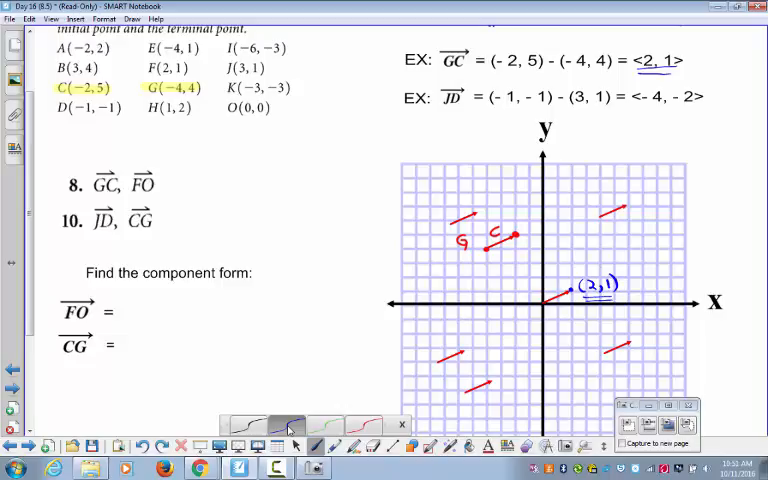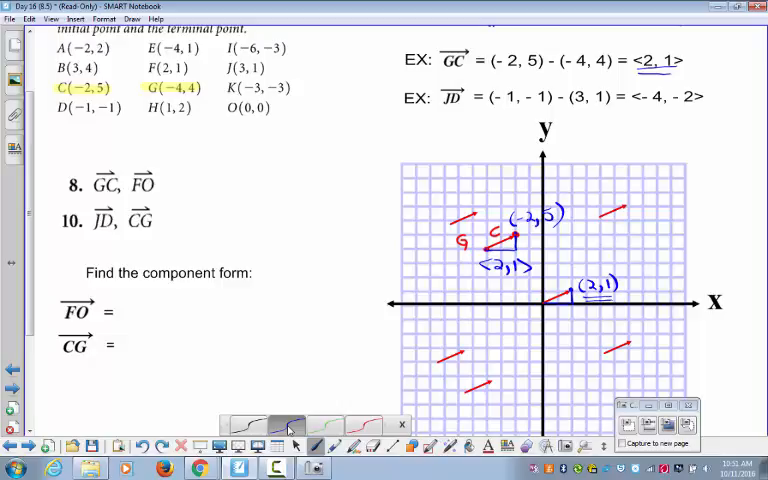When you're in standard position, the coordinates of the tip of the vector and the components, 2, 1, match. Up here, this terminal point, that terminal point is C, which is negative 2, comma 5. This point right there is negative 2, comma 5. Not the same as the components of the vector. The vector is 2, comma 1 with angle brackets. We put angle brackets to indicate that it's a vector and not an ordered pair.